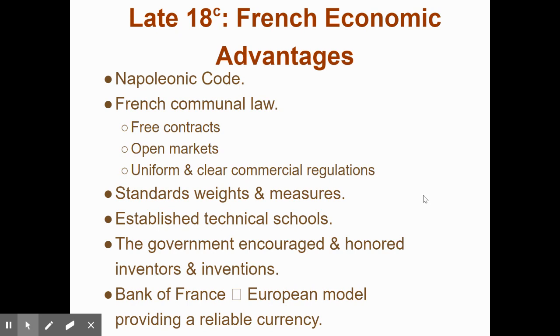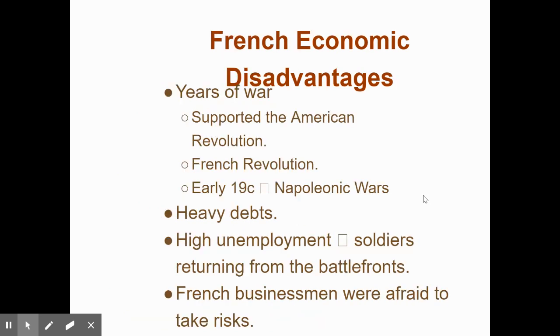Well, they did have some legal protections for business. They had standard weights and measures, they had technical schools, they had official government encouragement, and they had a reliable bank. But they had lots of wars, heavy debts because of these wars, high unemployment, and businessmen who were afraid to take risks. So they didn't have entrepreneurs willing to take risks on factories in the same amount that the British did.